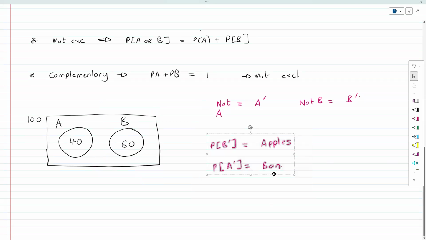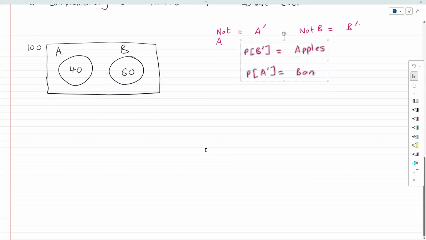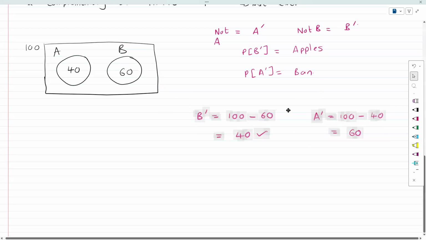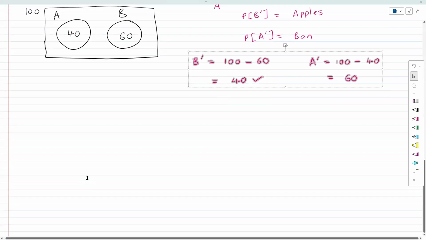So I'm not going to do the probability part, but I am going to do the how many part. If we wanted to find out what's not bananas, all we had to do is take the total 100% and minus the bananas, which is 60, and that equals 40. So now we know the probability of not bananas is 40. The probability of not apples is 100 minus the apples, and that would be 60. So let's go and learn a proper formula. I promise there's only two more.